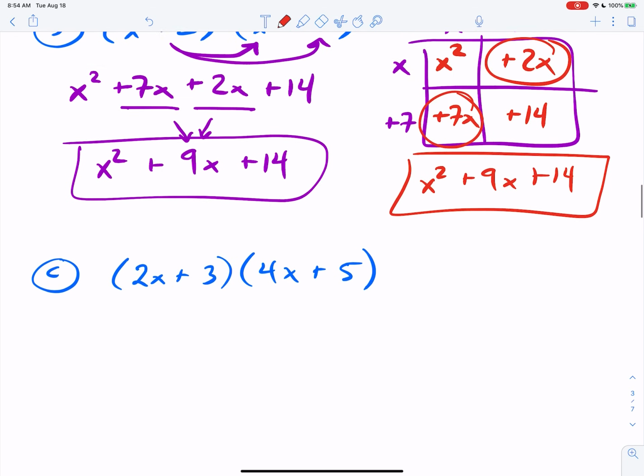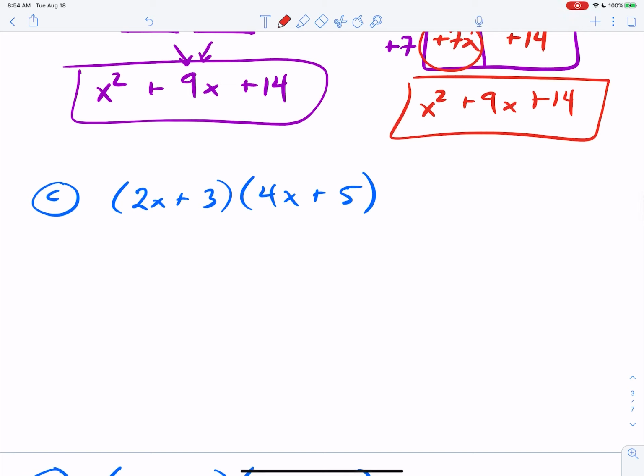Okay, here's part C. Play whenever you're ready, but now go ahead and just choose which way you would like to do it. You don't have to do it both ways here, okay? And then play when you're ready.